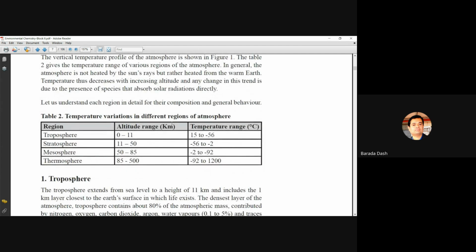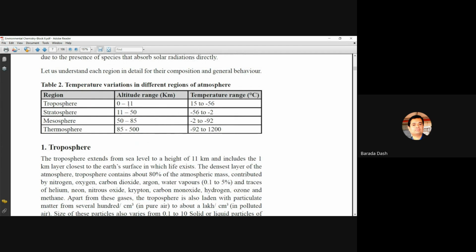So what is the altitude? Troposphere is 0 to 11 kilometers, stratosphere 11 to 50, mesosphere 50 to 85, thermosphere 85 to 500. So this is the altitude range. And for temperature, in the troposphere, if you go above 10 kilometers, the temperature will cool down to minus 56 degrees centigrade.